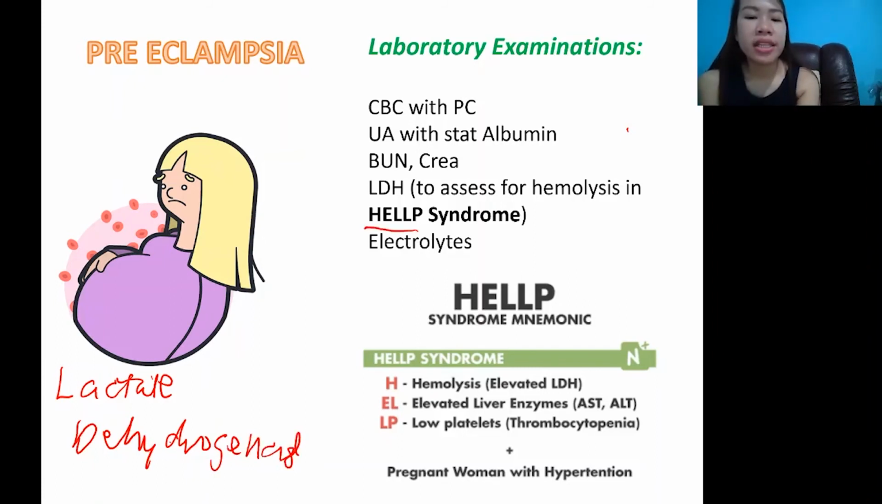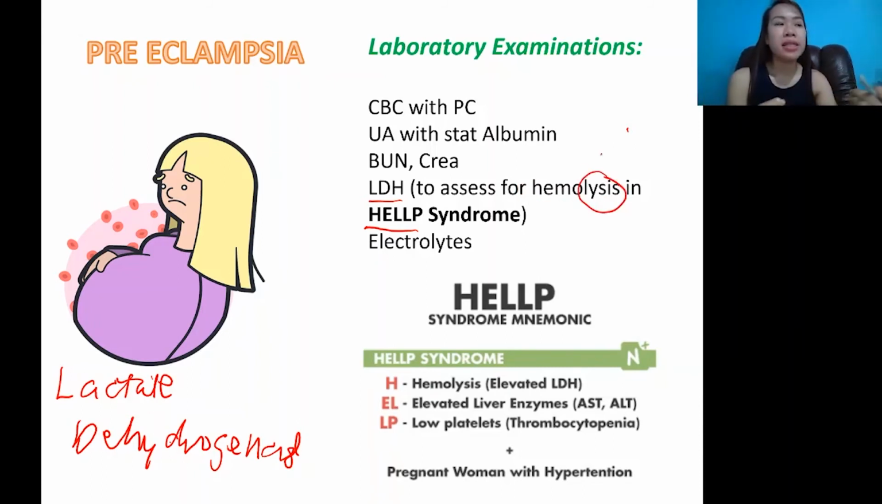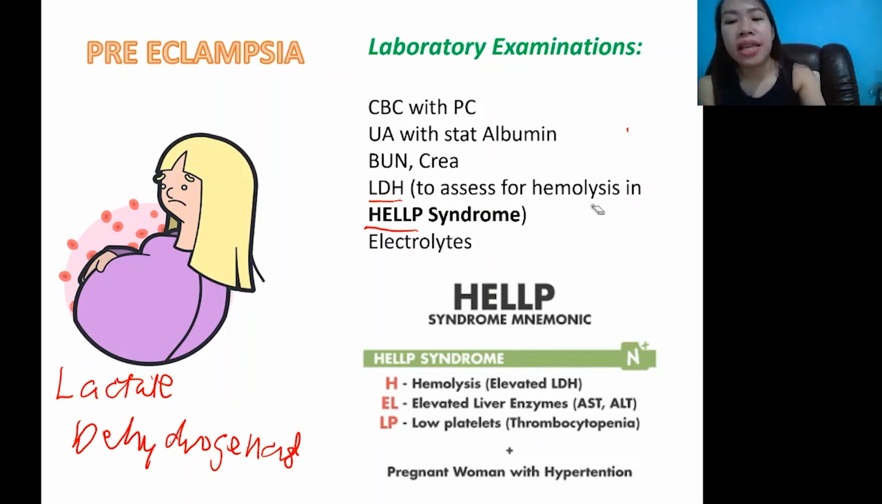Kasi if there is increased lactate dehydrogenase, it means hemolysis is occurring. Lysis means breakdown. Ano ang nabe-breakdown? Yung red blood cells natin. Kaya hemolysis. The red blood cells are breaking down. So, part kasi ito ng HELLP syndrome na tinatawag. And of course, also we check the electrolytes.